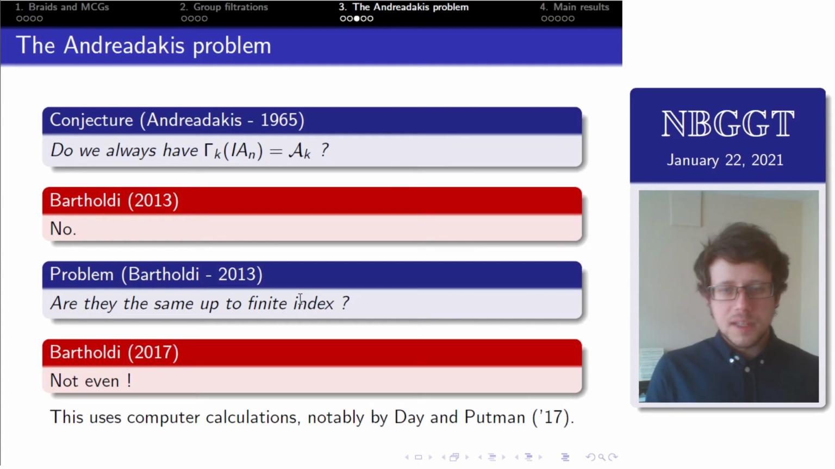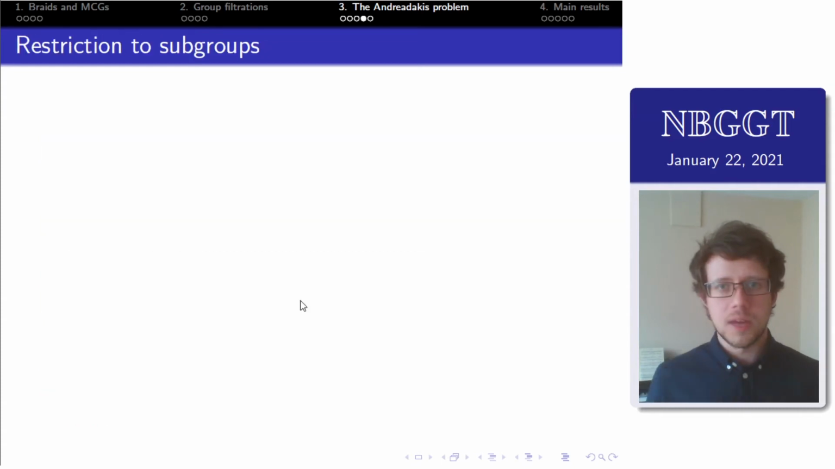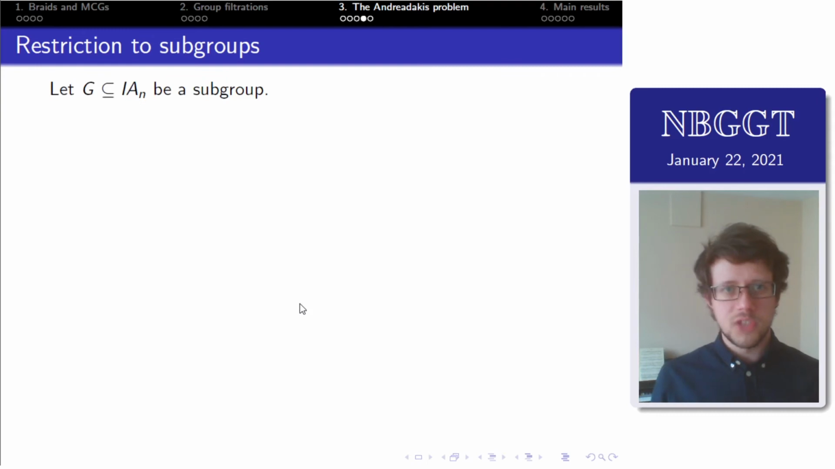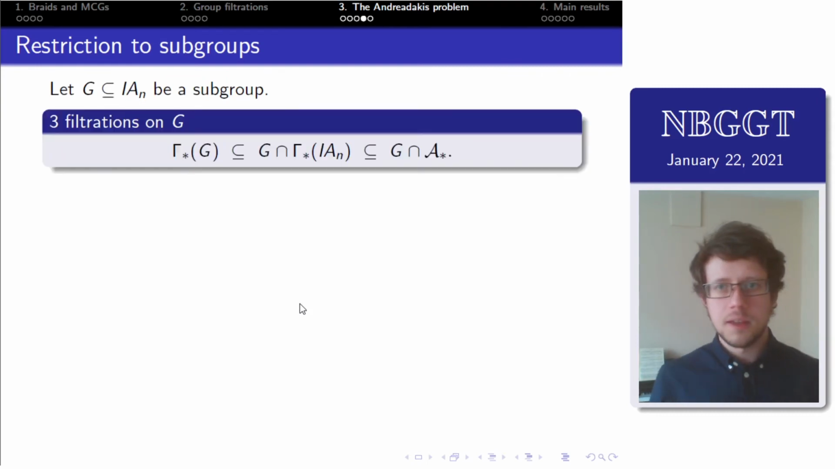But in general, this is a very difficult problem, and we do not understand how the difference between the filtrations behaves. So one way to look at this problem and to get a simpler problem from this very difficult one is to restrict to subgroups. And so if G is some subgroup of IAn, we will restrict the filtrations. So we get three filtrations on this group, actually.